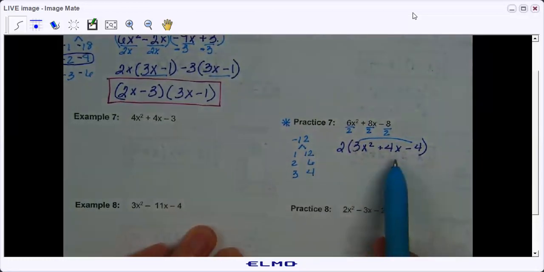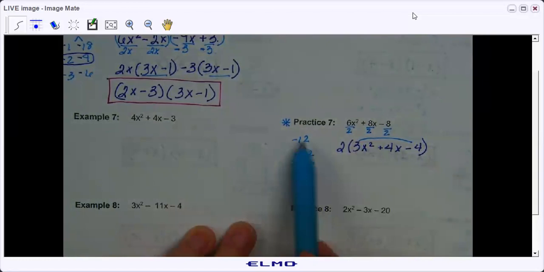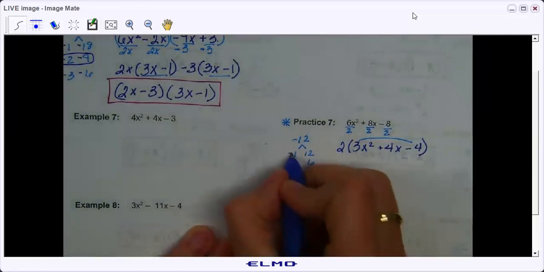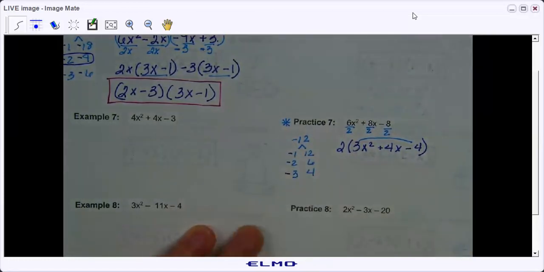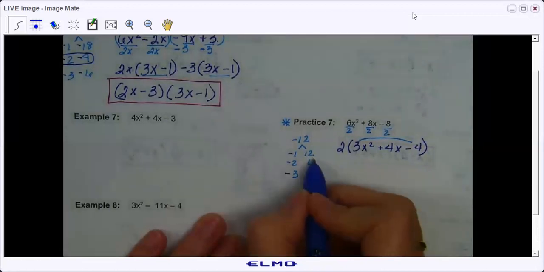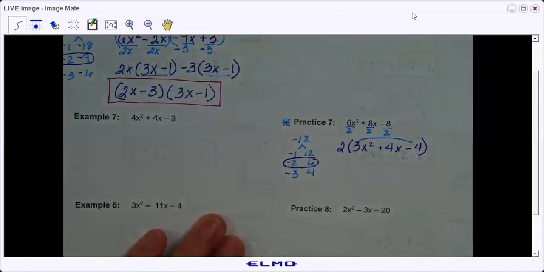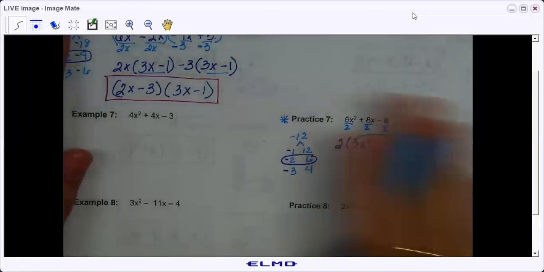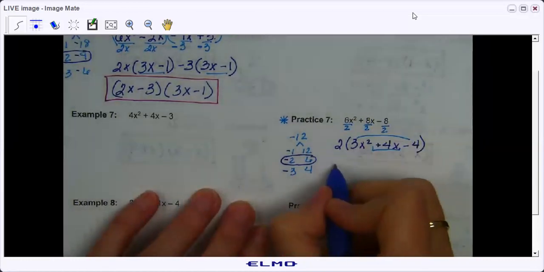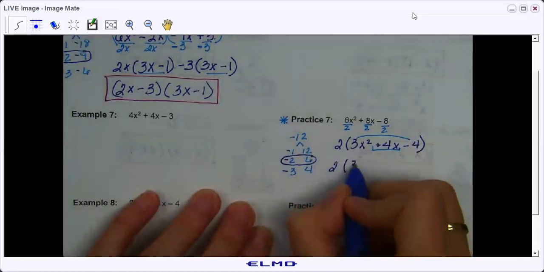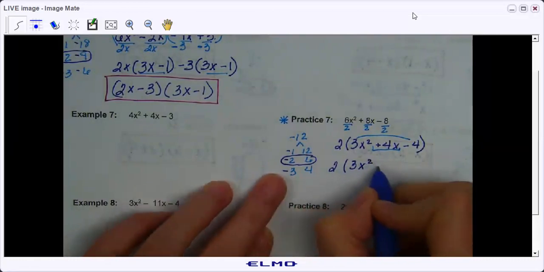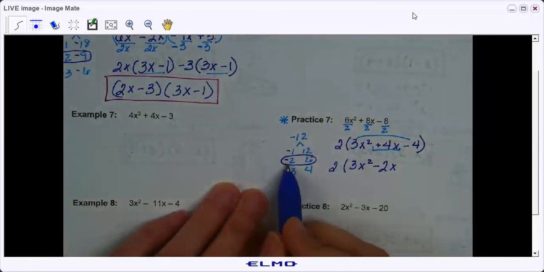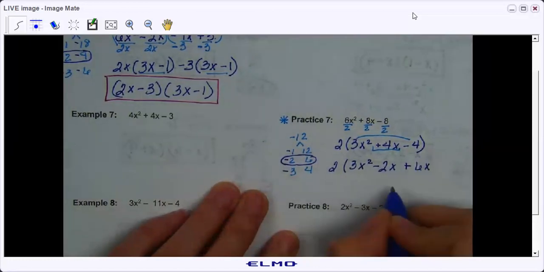Now, since this is a positive and this right here is a negative, I know that my smaller number is going to be negative. So I'm just going to put a negative in front of all the smaller numbers. And I can see that negative 2 plus 6 is going to give me a positive 4 right here. Okay. So those are the factors that are going to replace the 4 right here. So we write everything else out just like it is. 2 times 3x squared minus 2x, I took my negative 2x over here, plus 6x minus 4.